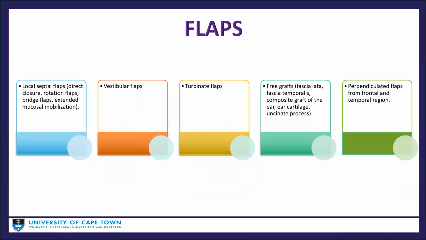There are various flaps that can be used, local flaps, which include those from the turbinates. It can be a bipedicled or unipedicled flap. We've got vestibular flaps, turbinate flaps, free grafts, which include fascia lata, fascia temporalis, and we've got pedicled flaps from the frontal and temporal region.